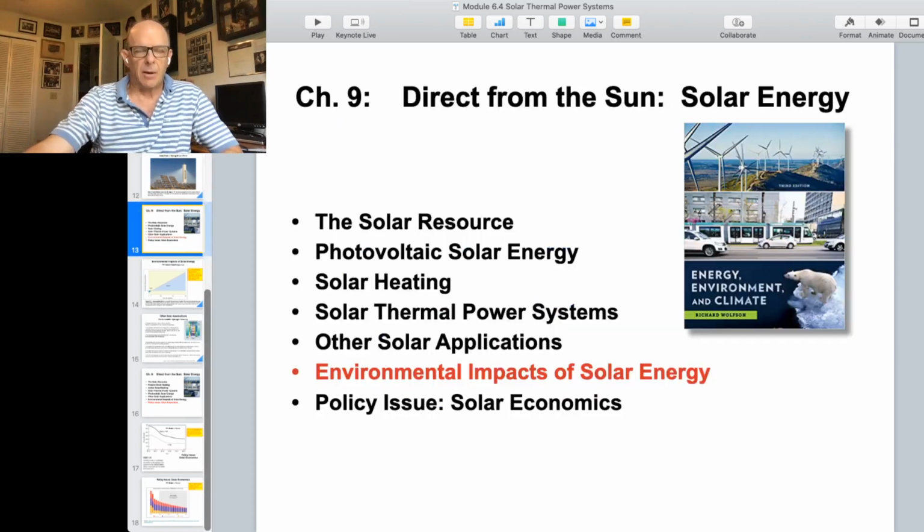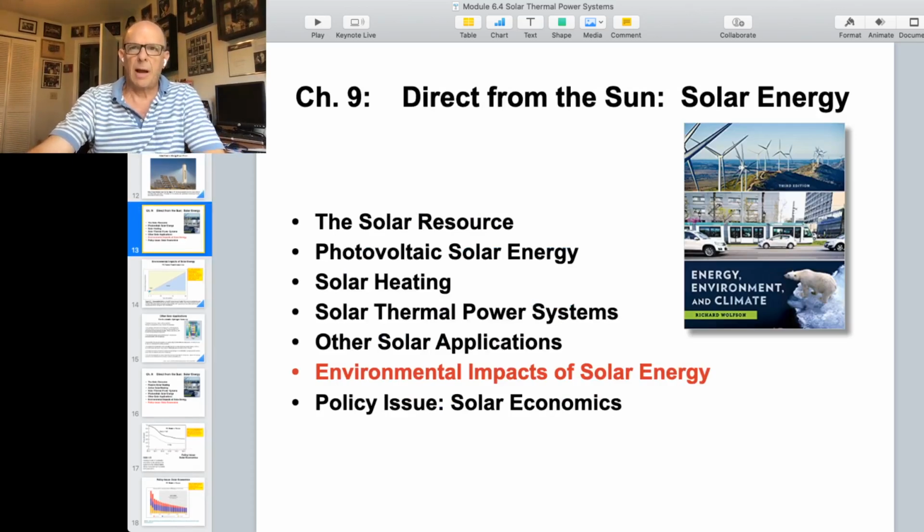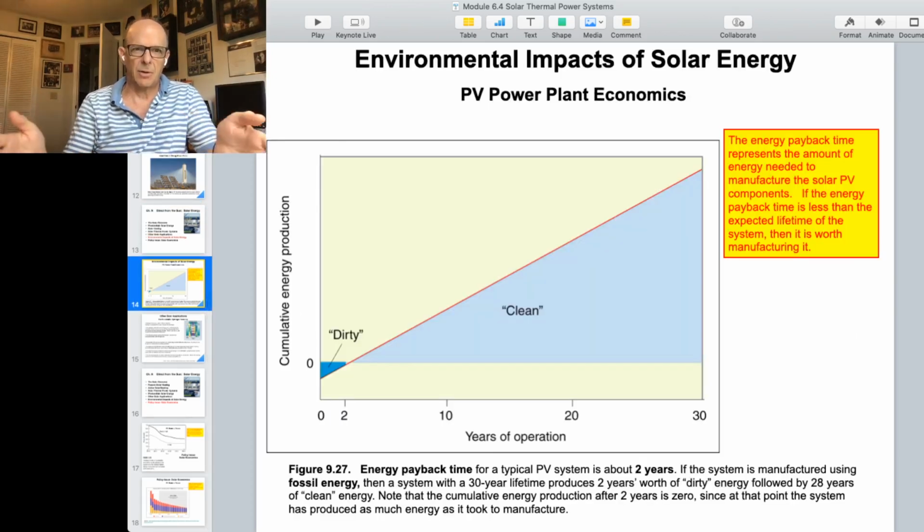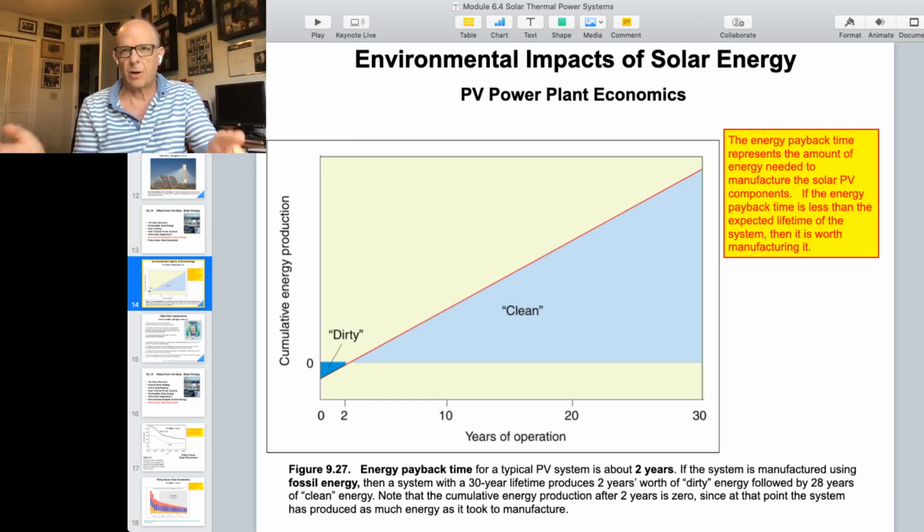Finally, let's talk about environmental impacts of solar energy. Solar photovoltaic cells, you've got to build those cells, so that takes some energy. I've got to go get the materials to create those photovoltaic cells. It's special materials. I have to build it, I have to transport it and install it.